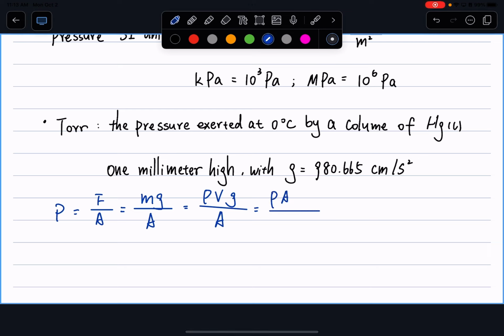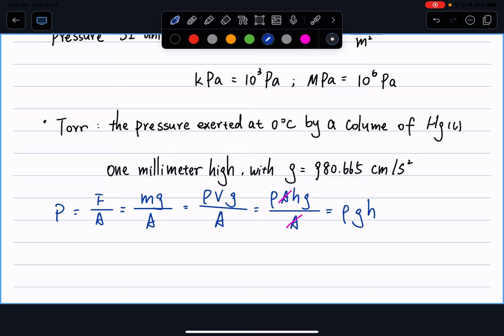So rho A h g over A. And obviously this area can cancel out, and we end up with P equals rho g h. Quick refreshment on your physics.